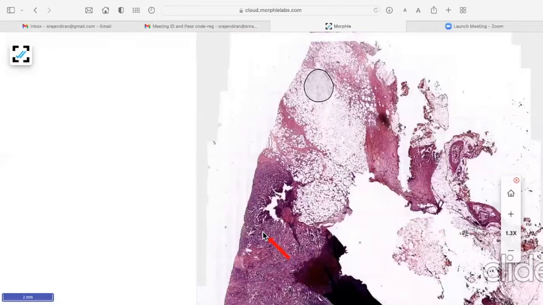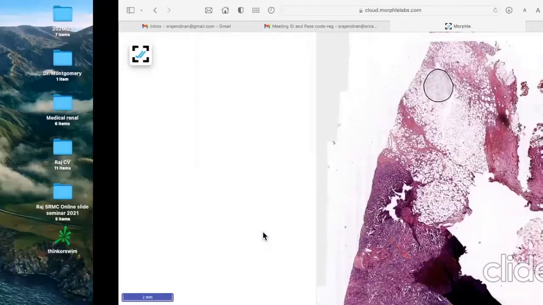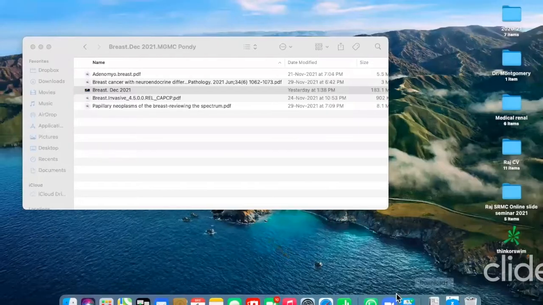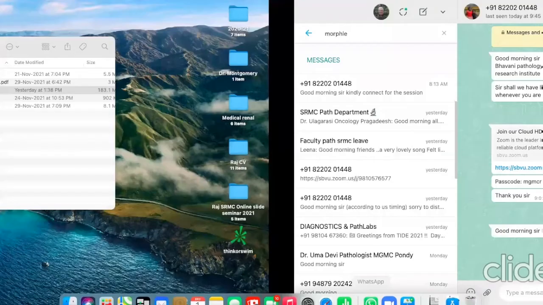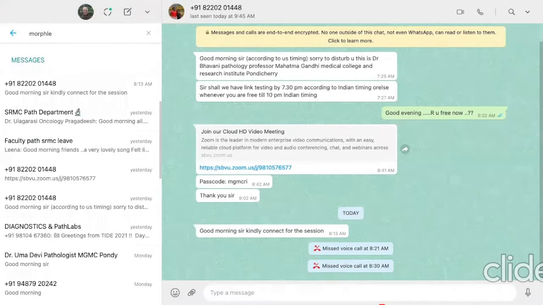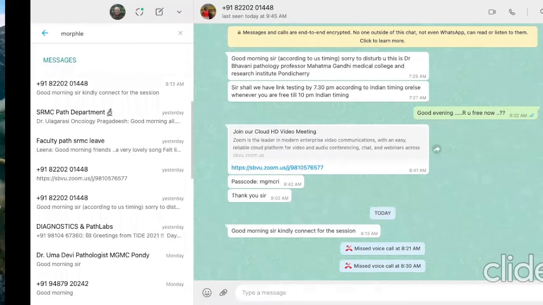Luckily, we don't have this many cases in India. But in the exam, or in Western countries, you have to remember anaplastic large cell lymphoma associated with silicone implants. Sorry. So this is nothing but reaction to silicone with infiltrating mammary carcinoma.